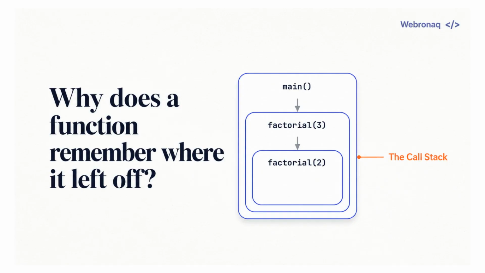The call stack is what gives every function call its own private workspace, its own memory of where to return. Once you see how it works, recursion stops being mysterious and starts making perfect sense. In this video, we are going to build that understanding from the ground up, step by step.